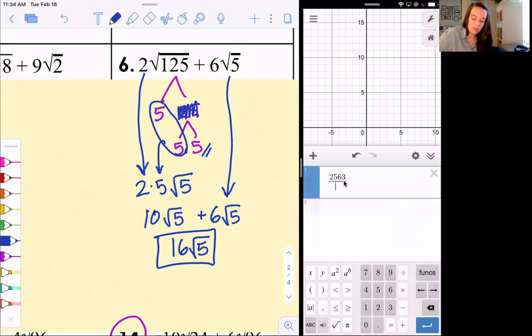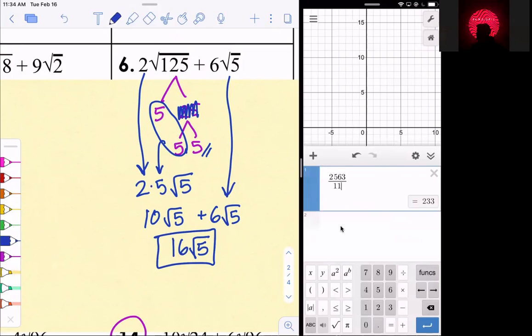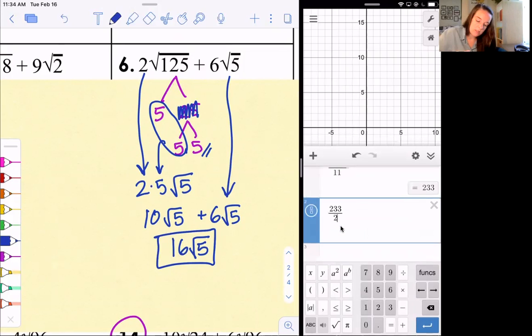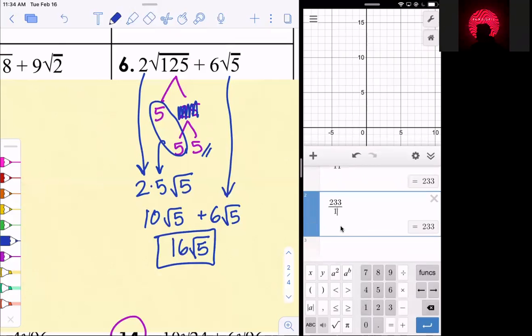Try 4. Doesn't work. Try 5. Doesn't work. Try 6. Doesn't work. Try 7. Doesn't work. 8, 9, 10, 11. Oh, look, check it out. 11 times 233. So in how I split it up, I'd put 11 over here and 233 over here. Then I'd try dividing 233 by 3, by 2, by 4, by 5, by 6, by 7, by 8. And I would just go until I found another number that's not a decimal.